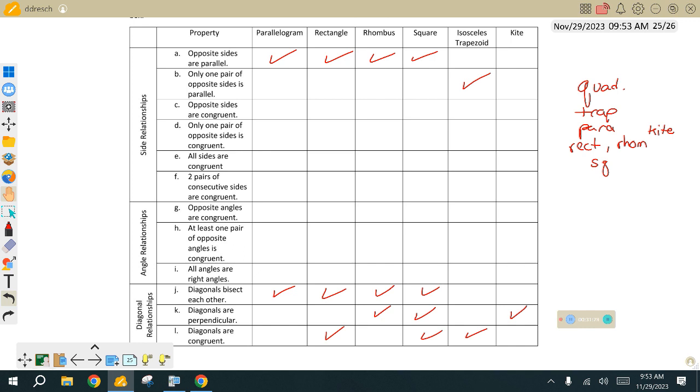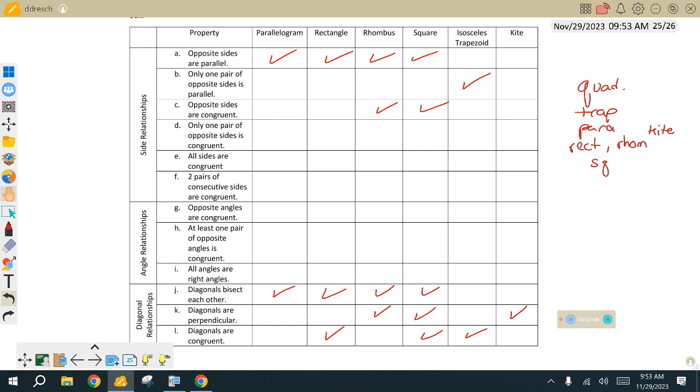Opposite sides are congruent. Square. Rhombus. Anything else? Opposite sides, what did we just say? Square and a rhombus. Opposite sides are congruent, and this one's kind of phrased oddly. I was just about to say, you could say rectangle, because the way it's phrased is not phrased great.